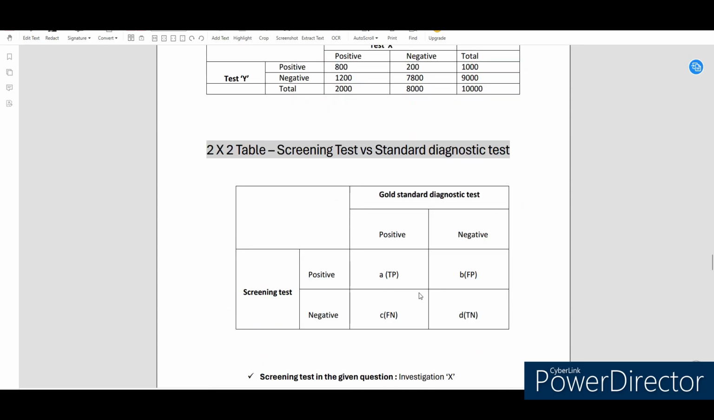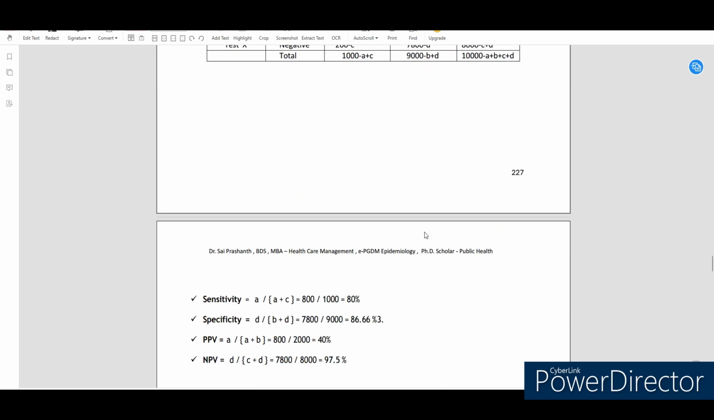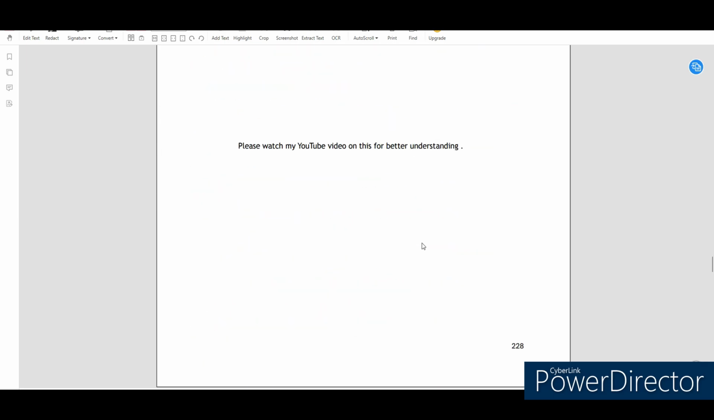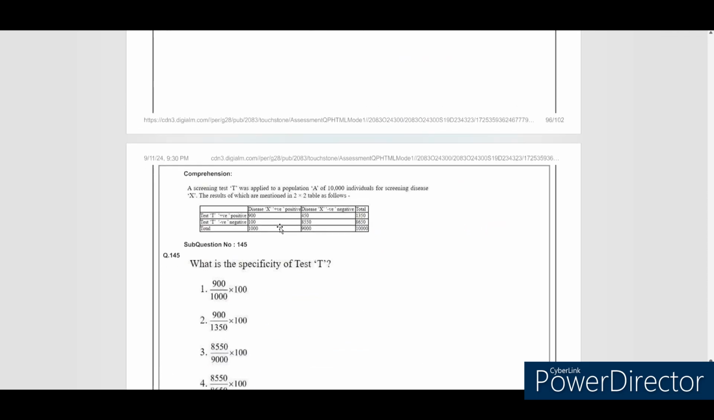A 2 by 2 table, and I have explained everything in detail in my video, and you can also find it in my material of SMCH notes. Please go through it. You can easily answer these 5 questions. Very easy. You can get 5 out of 5 in screening if you have been through my videos on YouTube or through my material.